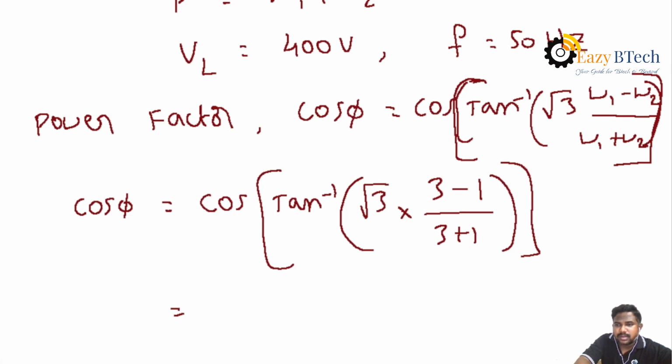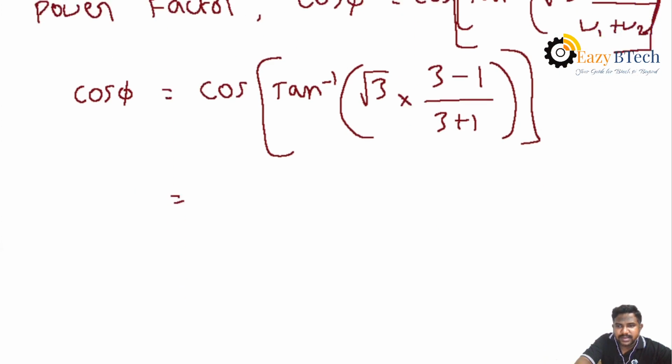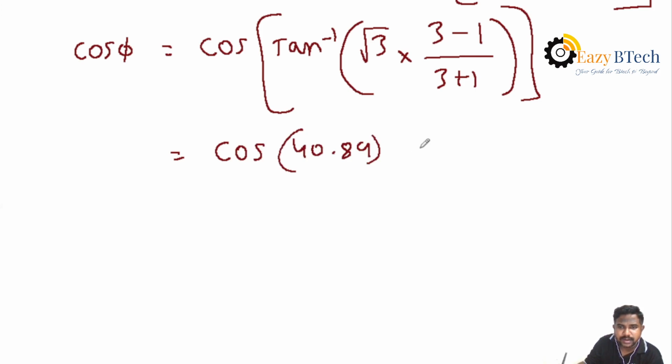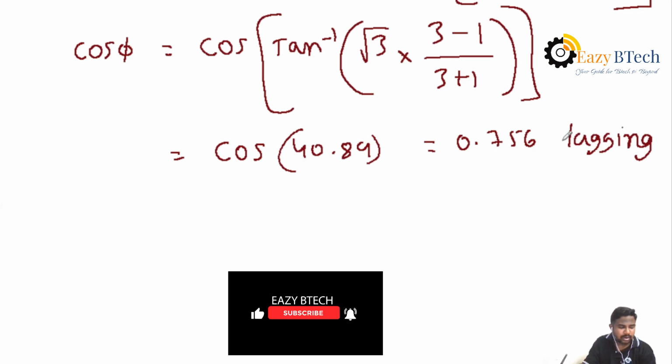Hence, by making simplifications, we have to find out the value of the power factor. The phase angle value becomes cos of 40.89 degrees. Then the power factor value is 0.756. The value is positive, that's why the power factor is called lagging power factor.